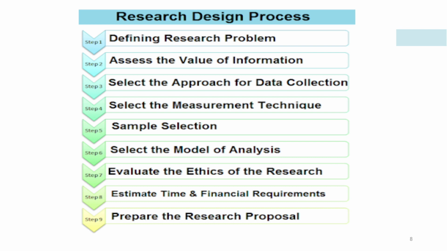Third step is to select the approach for data collection. For any type of research, a researcher needs data. Once it is identified which kind of information is required for conducting the research, the researchers proceed towards collecting the data. The data can be collected using secondary or primary sources. Secondary data is previously collected information for some other purpose, while primary data is collected by the researchers especially for the research problem. Then step 4, select the measurement technique.